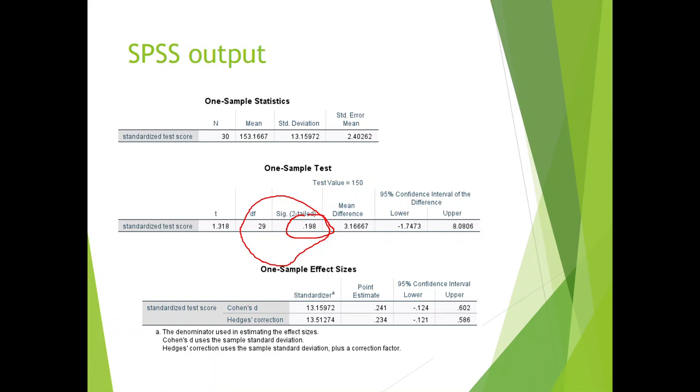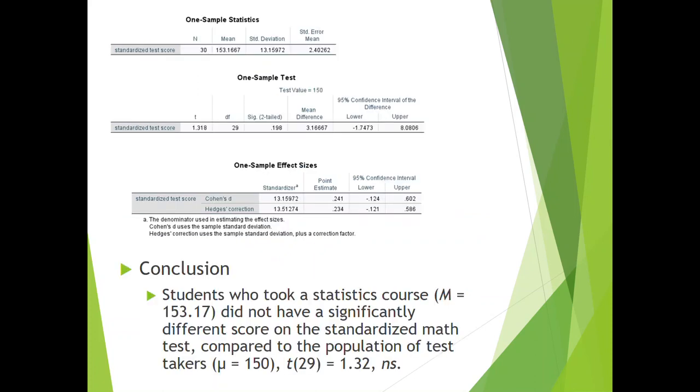And so if we were to write that up in our results section, I labeled it down here as a conclusion, but really this is the part that you're going to write in your results section to say what you found in your analysis. So since we found that this test is not significant, we would say something like this.